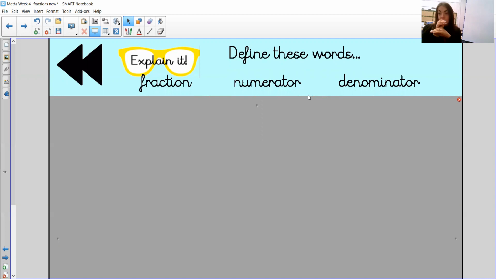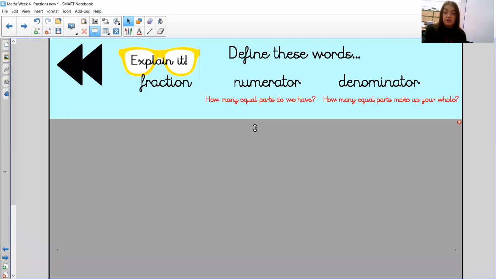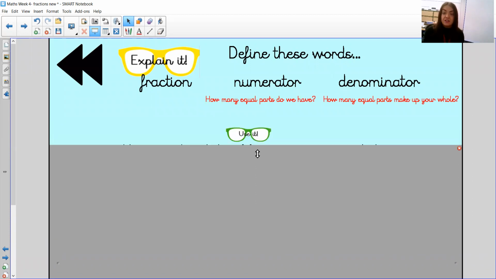Now, this is a really important number because I know how many parts make up my whole, but this top number tells me how many of them I have. Okay, so how many equal parts make up my whole? How many of them do I have? And I've just put those questions there for you to refer to in your wake up activity. So let's use it now.